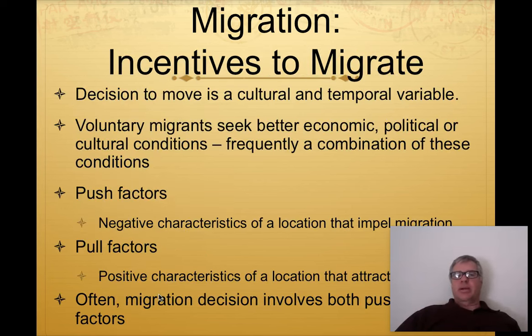And in terms of the incentives to migrate, decisions to move, as a cultural and temporal matter, are very variable, right? Voluntary migrants may seek better economic, political, or cultural conditions. And I think I've mentioned in previous modules this idea that push factors and pull factors are very important. Push factors are the negative things that are pushing you out of where you are. Pull factors are the positive characteristics of a location that are attracting them. Making a decision to migrate involves push and pull factors. However, push factors are usually dominant. People don't tend to leave a place unless there's some real negative reasons why they cannot stay there.